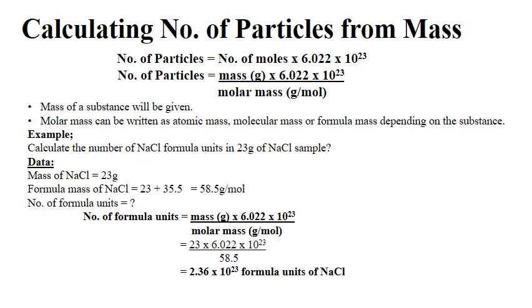We know from previous examples that number of moles is equal to mass over molar mass. So the formula for number of particles can also be written as: number of particles is equal to mass in gram divided by molar mass of a substance, multiplied by Avogadro's number. And in this case, molar mass can be atomic mass, molecular mass, or formula mass, same as in previous examples. Let's see an example of this formula in action.